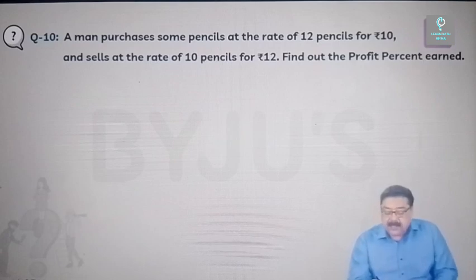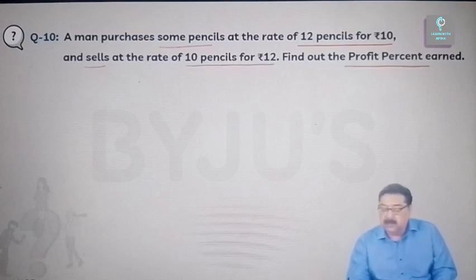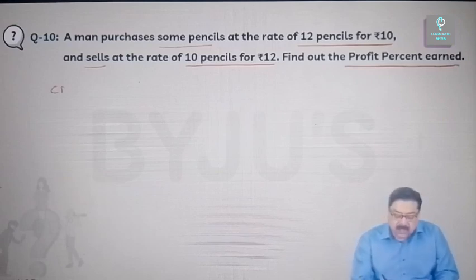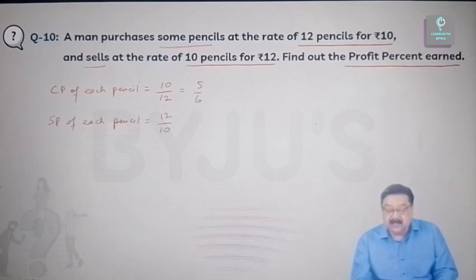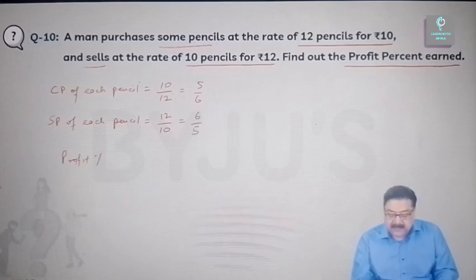Now, a man purchases some pencils at the rate of 12 pencils for rupees 10 and sells at the rate of 10 pencils for rupees 12. Now find out the profit percent earned. Now one way of solving this would be to find out the cost price of each pencil, that should be rupees 10 by 12 pencils, that is 5 by 6. Then selling price of each pencil, that is for 12 rupees, 10 pencils are sold, so it should be 6 by 5. Then profit percent is equal to actual profit is what?